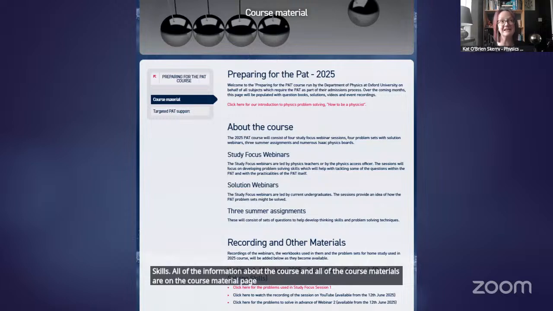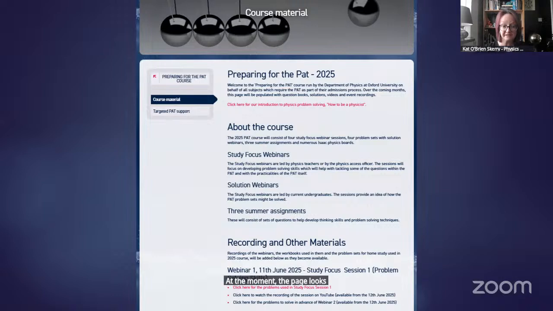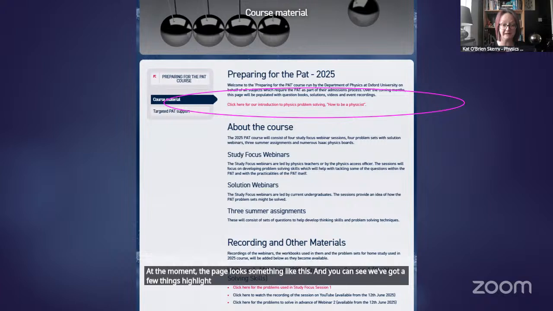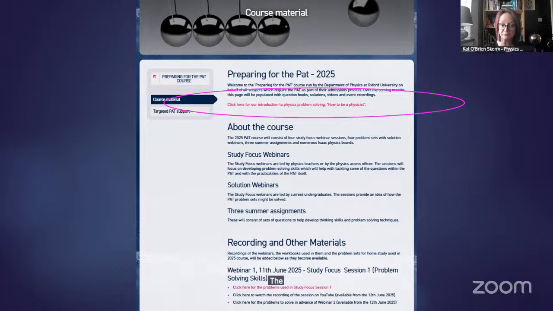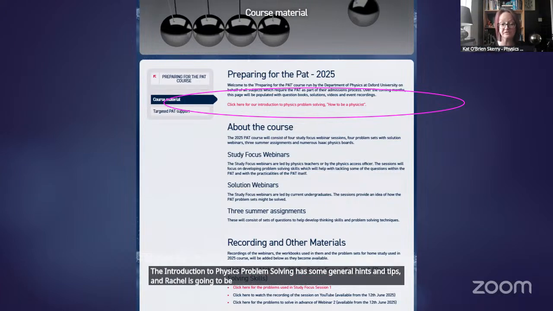And I link to this in every email. At the moment, the page looks something like this. And you can see we've got a few things highlighted in pink. The introduction to physics problem solving has some general hints and tips, and Rachel is going to be taking you through some of those this evening as well as more.